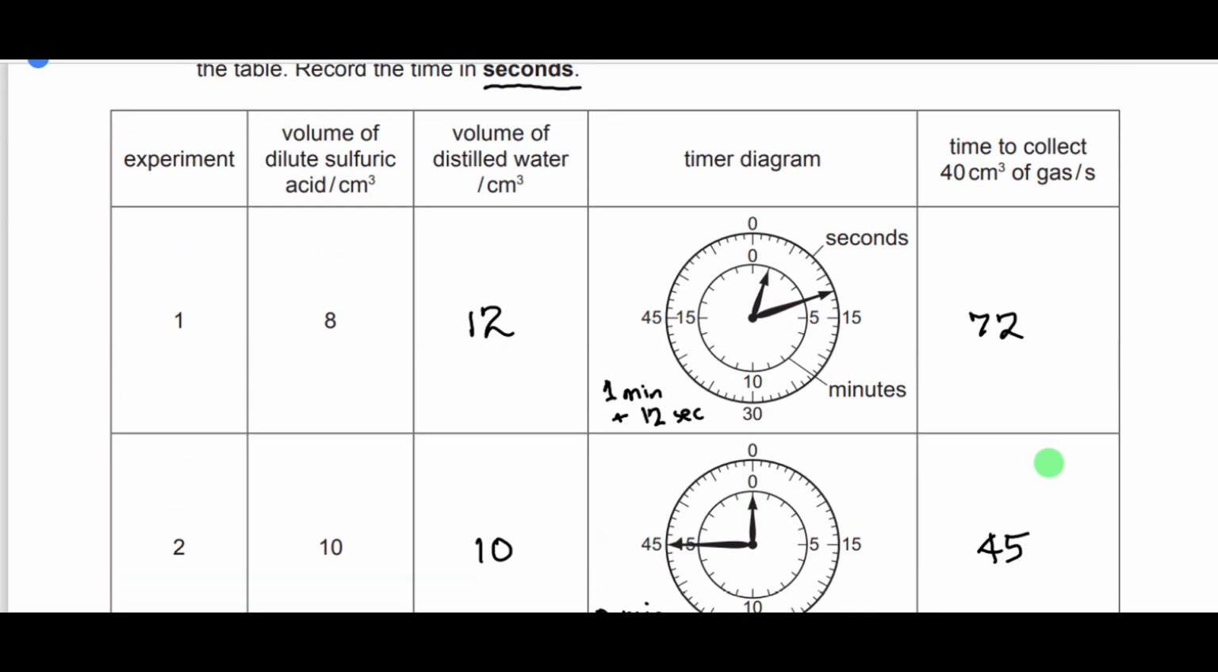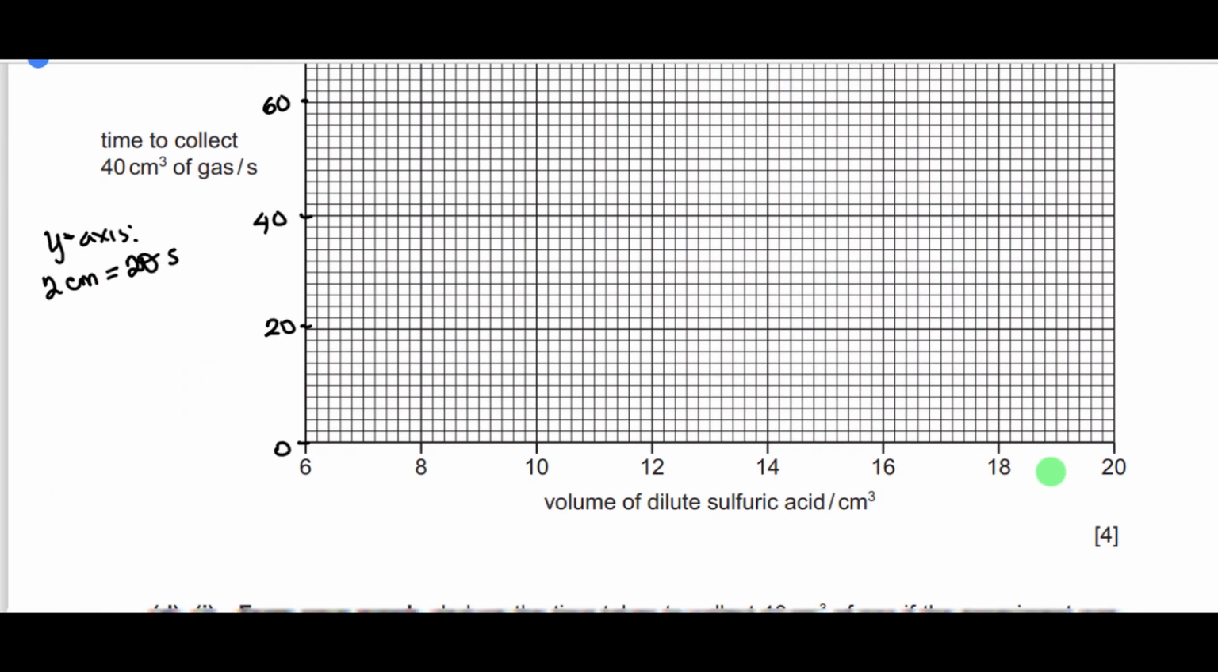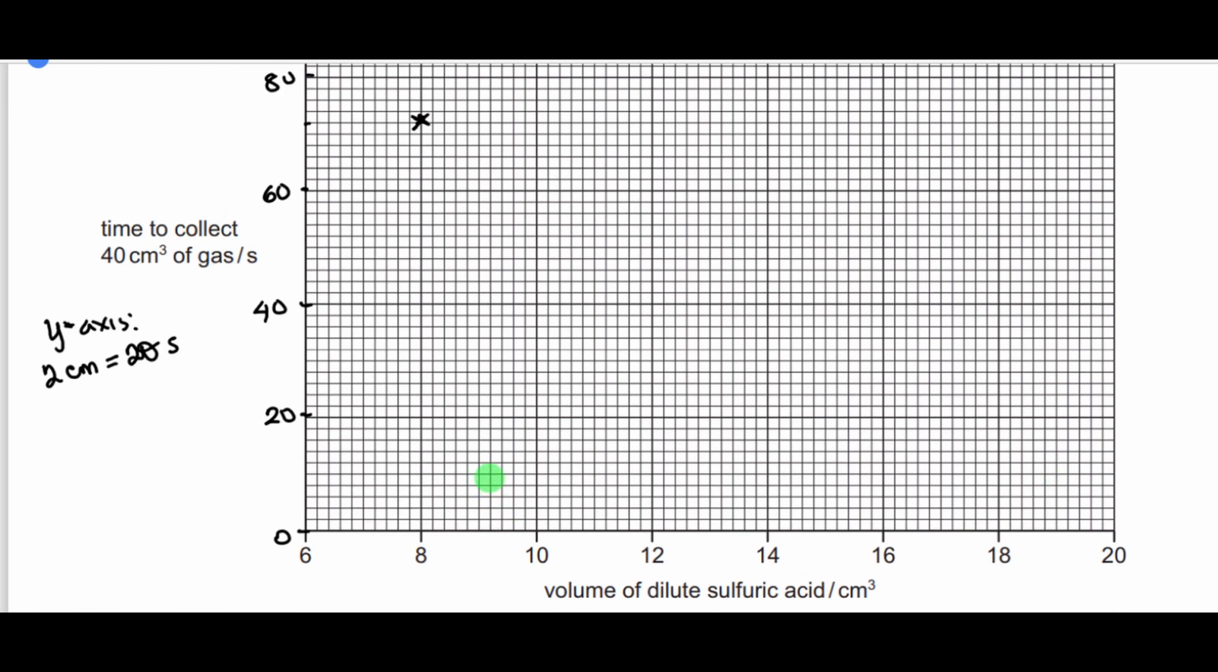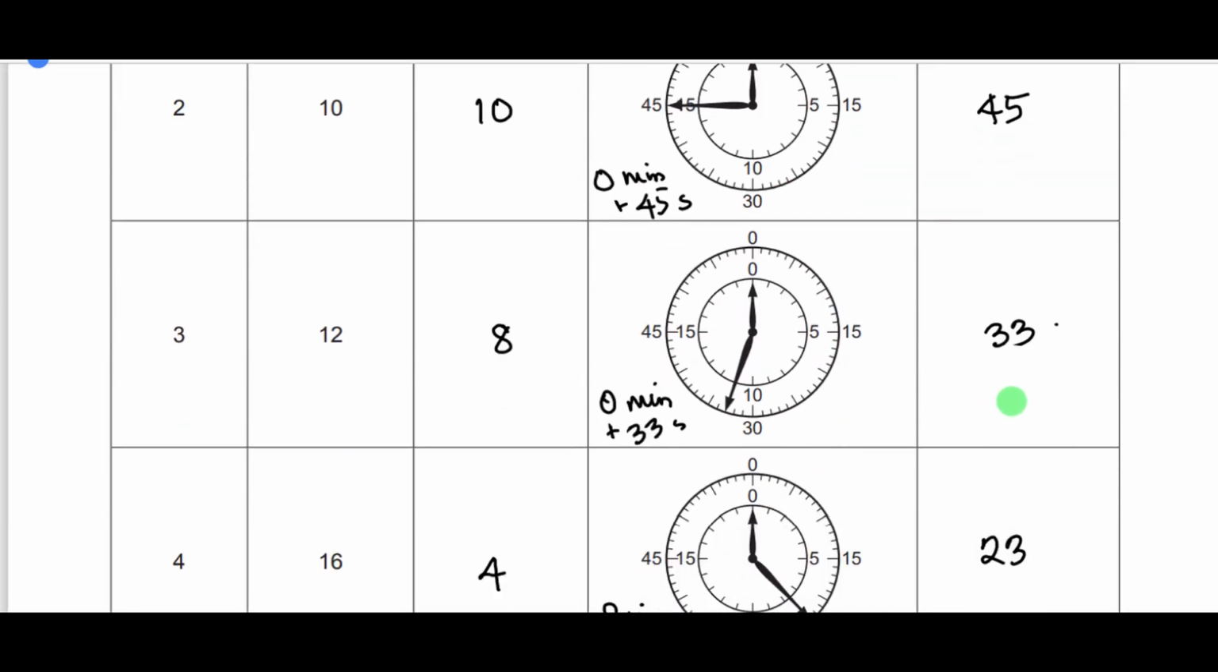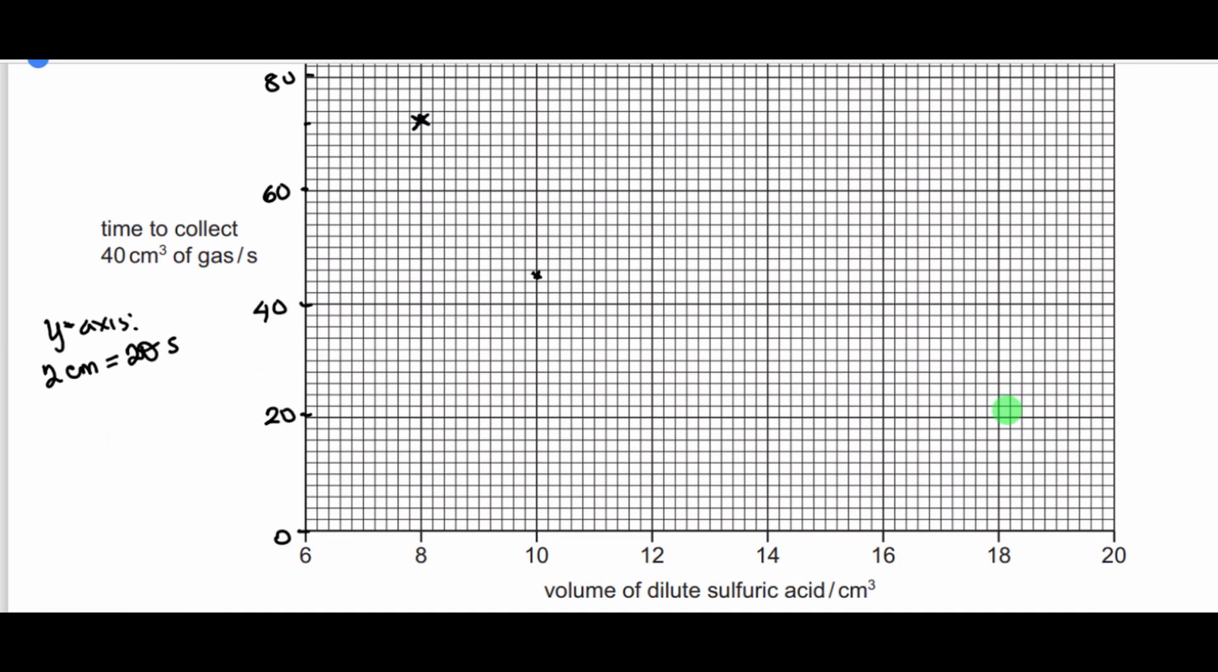The second one: when the volume is 10, the time is 45. The volume is 10, then 42, 44, 45 should be somewhere here. Okay, the next one, when the volume is 12, the time is 33. So this is 12, 22, 24, 26, 28, 30, 32. So 33 should be somewhere here, in between 32 and 34. So put that dot here, right? You must plot your points correctly.